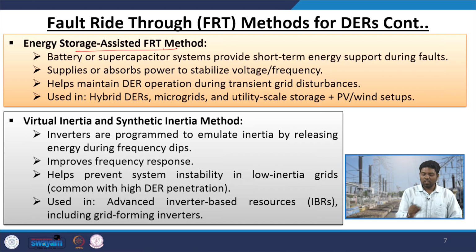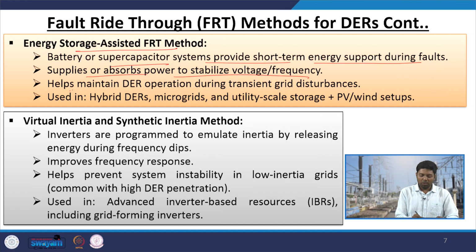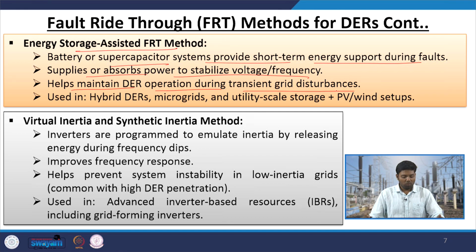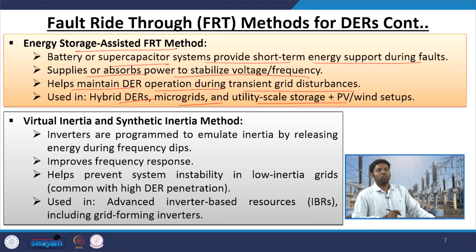You can have the energy storage assisted FRT method, where the battery or the supercapacitor system provides short term energy support during faults. So, if you have a voltage dip and you need support, you just discharge your battery or your supercapacitor. You will get a sudden thrust of power, and that will boost your voltage level. It supplies or absorbs power to stabilize the voltage and the frequency. It helps to maintain DER operation during transient grid disturbances, and is mostly used for hybrid DERs, microgrids and utility scale storage plus PV or wind setups.